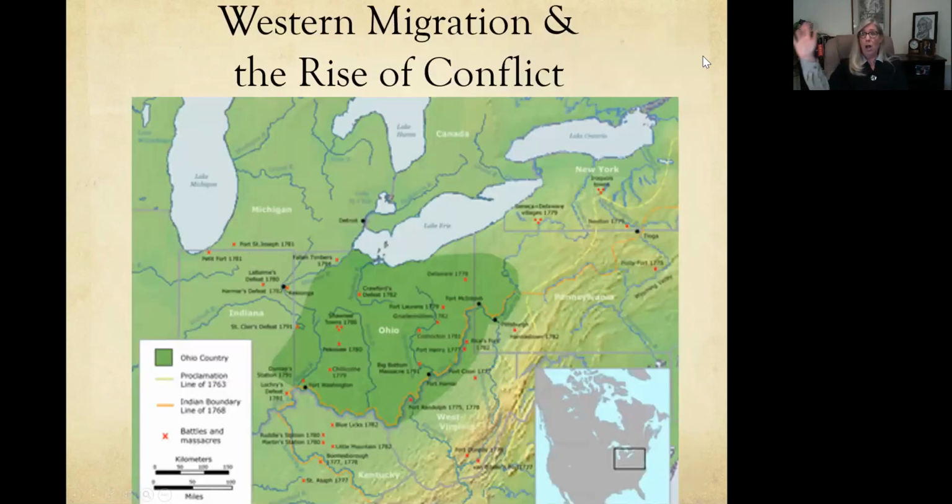In addition to all of these issues, we've got problems in the West. In Western migration, we have land speculators. Now that this is all the territory of Great Britain, the land speculators, that Ohio company that we talked about before, they want to grab up that land.